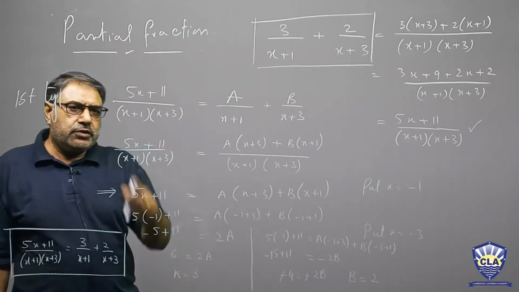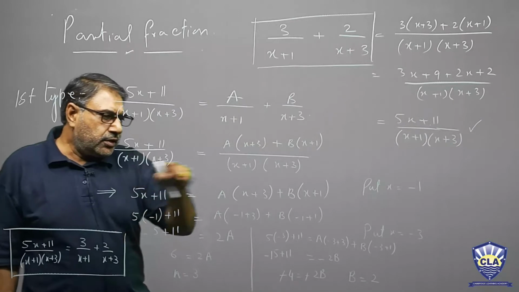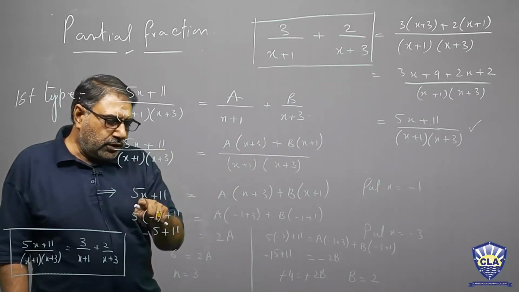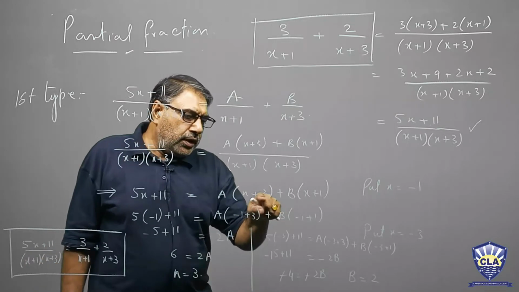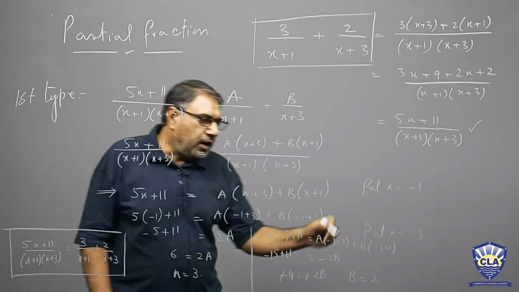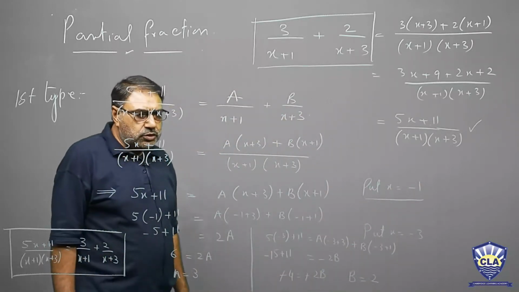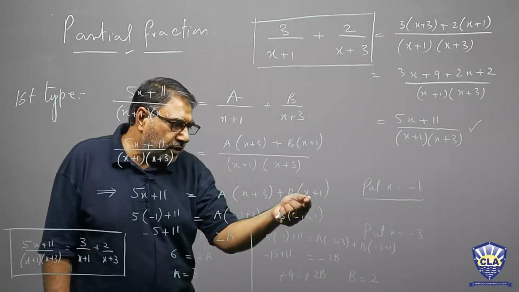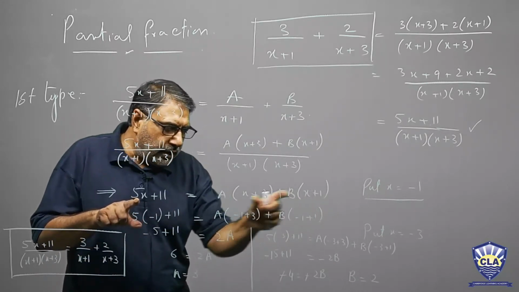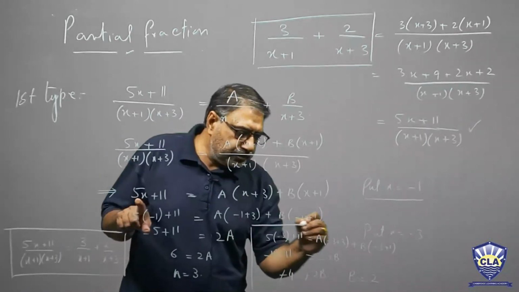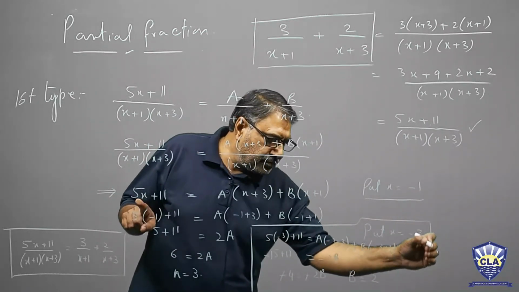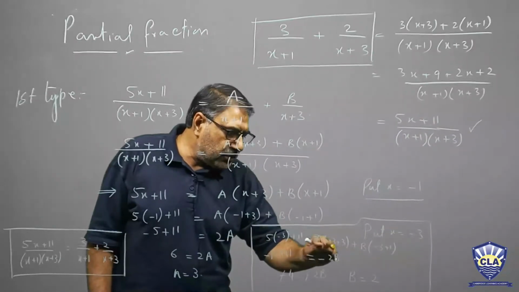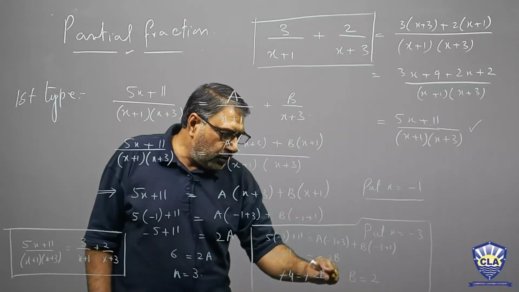Then take the LCM. First step, second step, LCM. And then cancel out this LCM denominator. Cancelled with denominator, so numerators are equal. Numerator is 5x plus 11 and A into x plus 3 plus B into x plus 1. I replace first x equals to minus 1 so that one constant becomes 0. So with the help of x equals to minus 1, this B becomes 0 and I get the value of A, A equals 3. Then I put x equals to minus 3. With the help of this minus 3, A becomes 0 and I got the value of B, which is equal to 2.